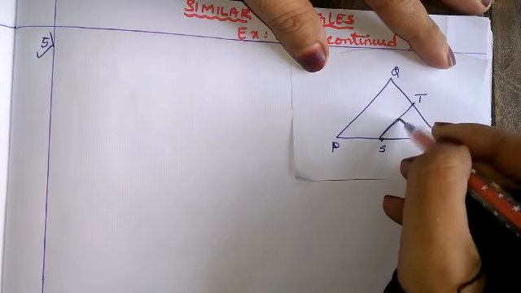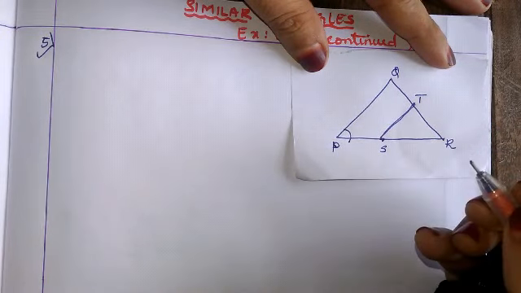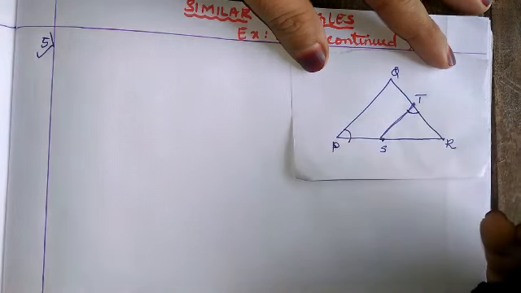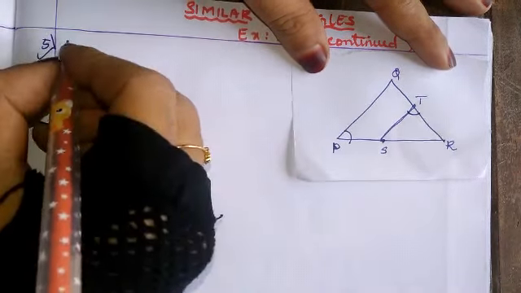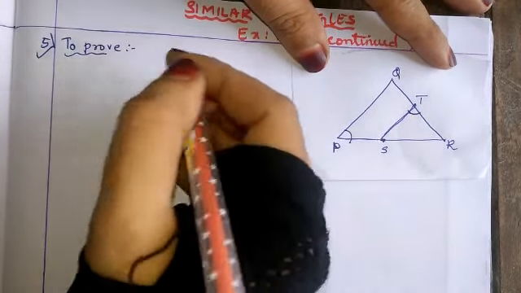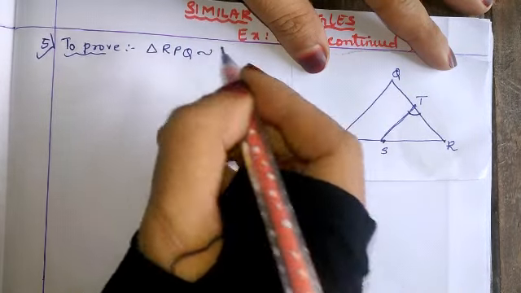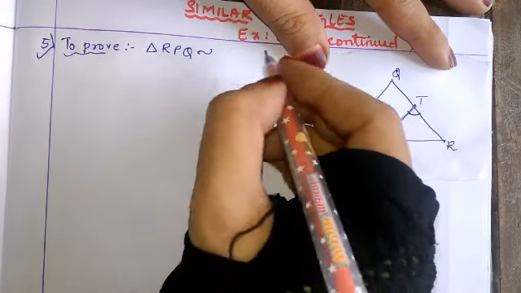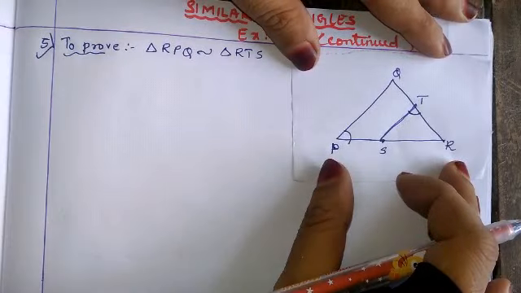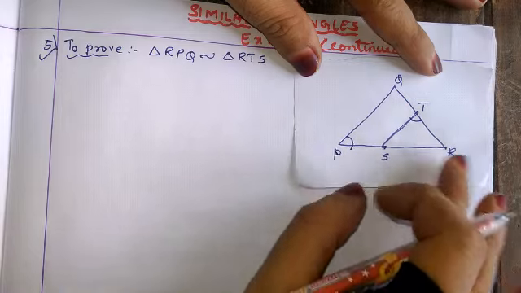What will we get if we join? They have told angle P is equal to angle RTS. These two are equal, they have mentioned. Prove that. What have they told? To prove, they have told prove that triangle RPQ is similar to triangle RTS. In my previous video also I have told you that if two angles are equal then the triangles are similar.